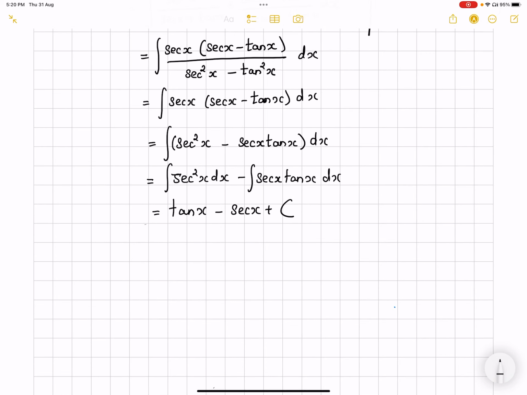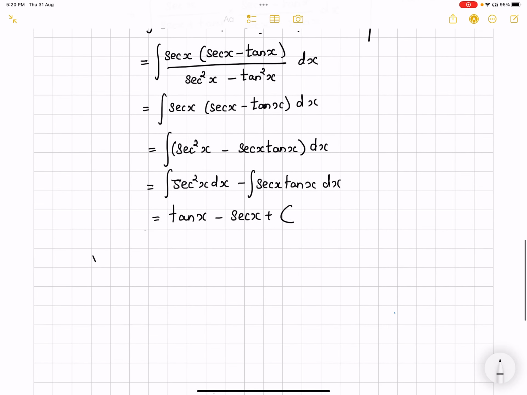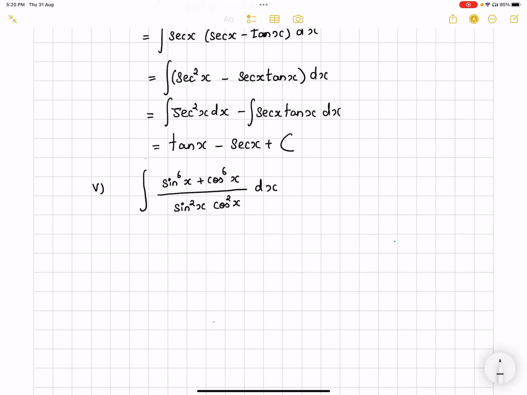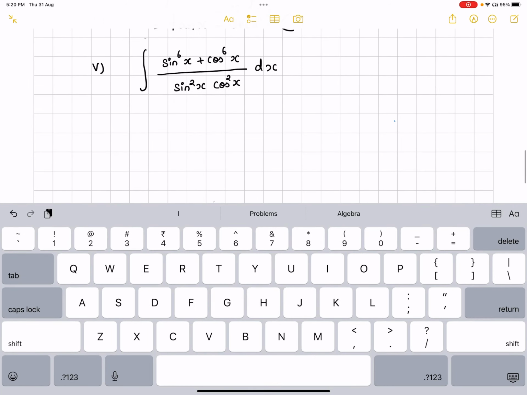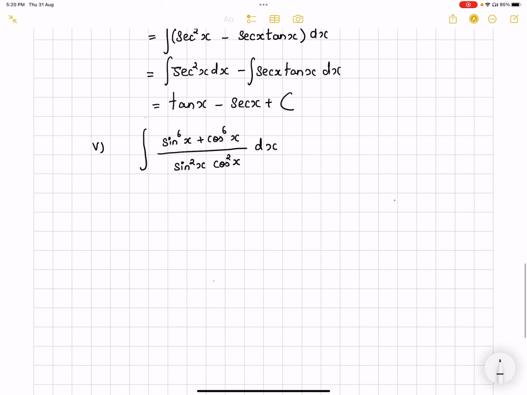So here, fifth one, we have the integral of sine to the power 6 x plus cos to the power 6 x, divided by sine square x, cos square x, and then dx. Okay, so see here, what we have in the numerator can be further simplified. So before that, let me just consider this to be I.